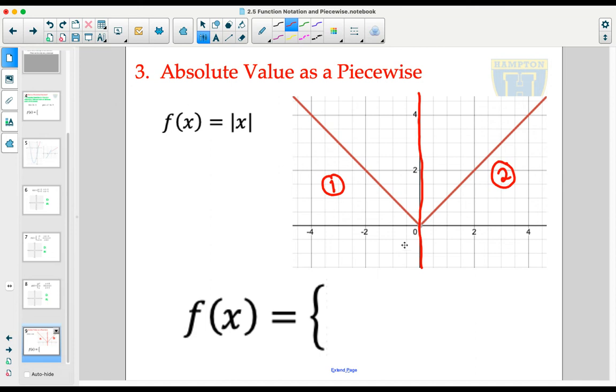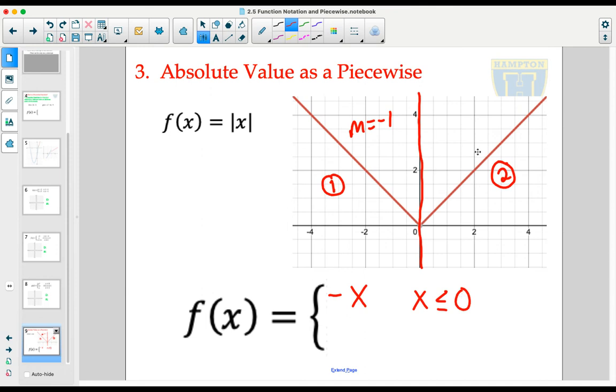Looking at the left half, this is a line that has a slope of -1. It also travels into the origin, and that origin would serve as the y-intercept should this line continue going on forever. That means our first line segment is just going to be the opposite of x. And that's the line, or the piece, when x is less than or equal to 0.